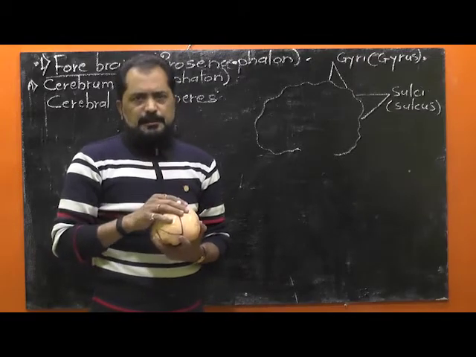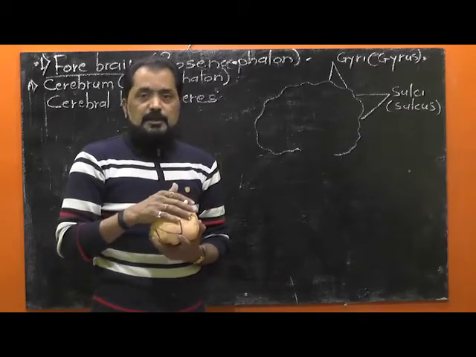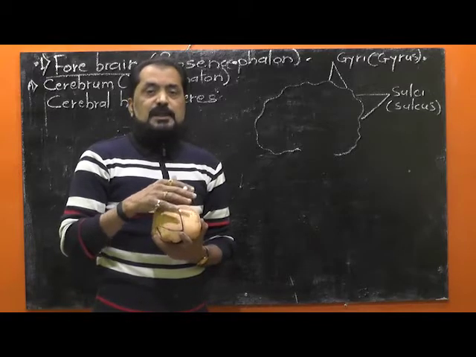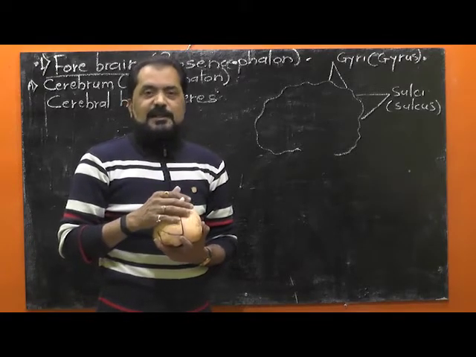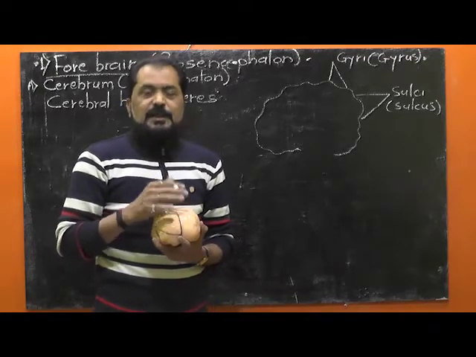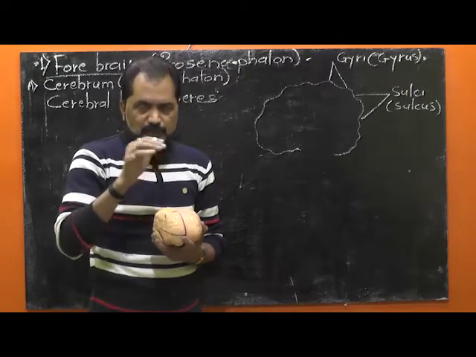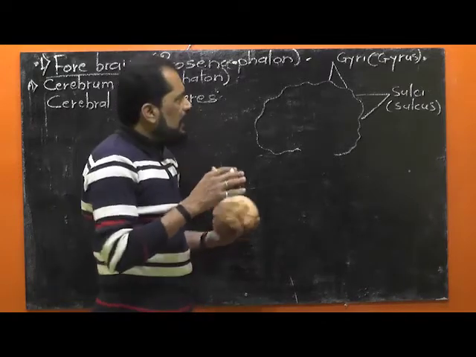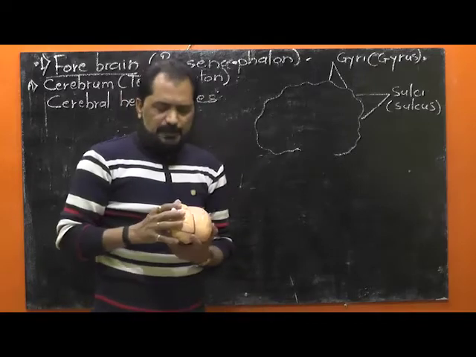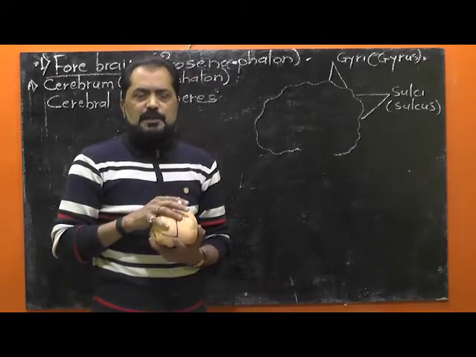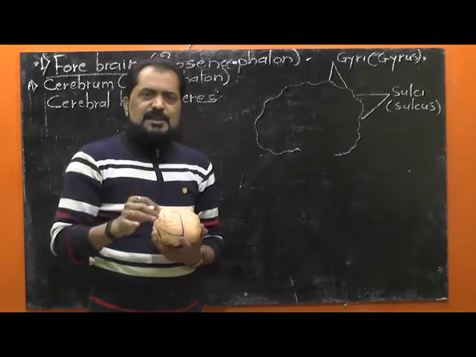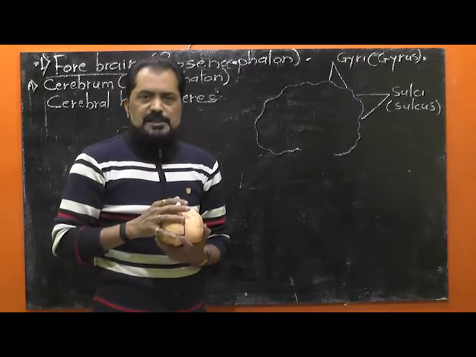It is said that the number, pattern and arrangement of these gyri and sulci is directly related with the intelligence of that individual. Now, in addition to these gyri and sulci, each cerebral hemisphere shows three distinct sulci, three distinct fissures.